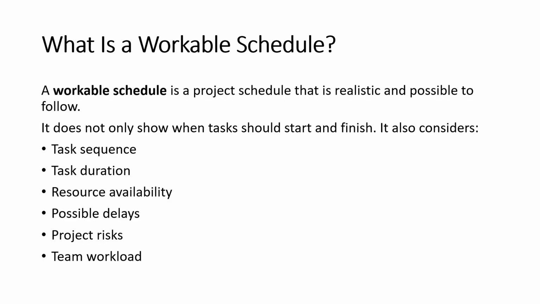Besides that, we must consider resource availability. Even if the task can technically start tomorrow, it cannot be done if the responsible persons, equipment, or materials are not available. A workable schedule also considers possible delay, project risk, and team workload. So when we say a schedule is workable, it means the schedule can be implemented in real project conditions, not only planned nicely in the document.